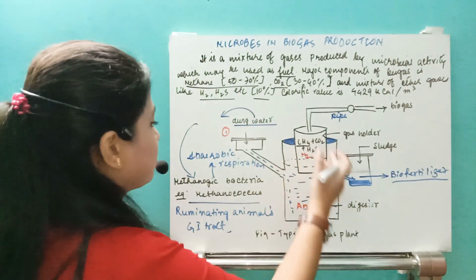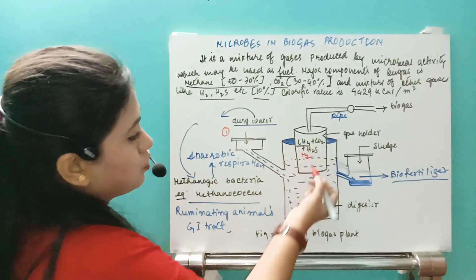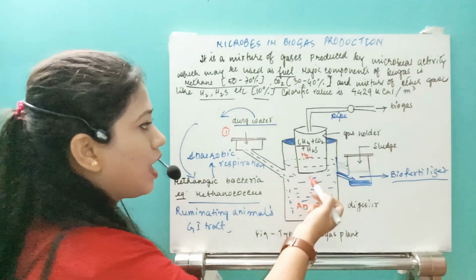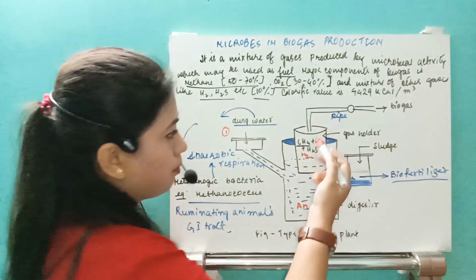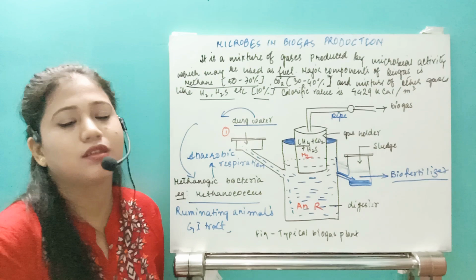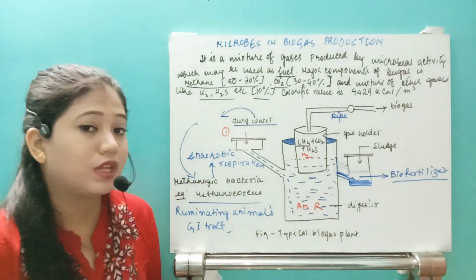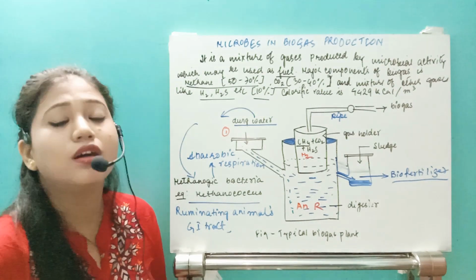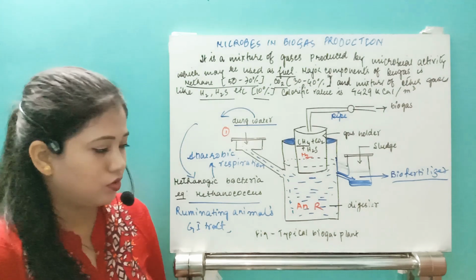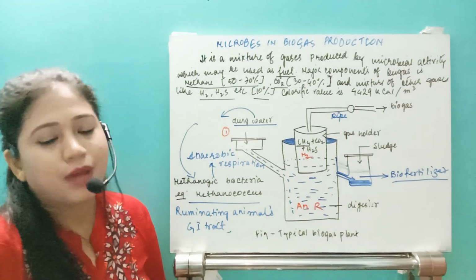So these gases, methane, carbon dioxide, hydrogen sulfide, hydrogen, with the help of a gas holder pipe, we will take them and allow them to go to our kitchen, and we can use it as an alternate source of LPG also. So this is the biogas plant.